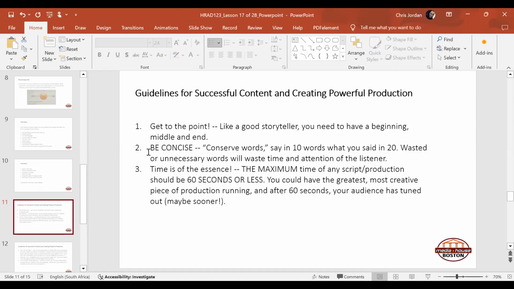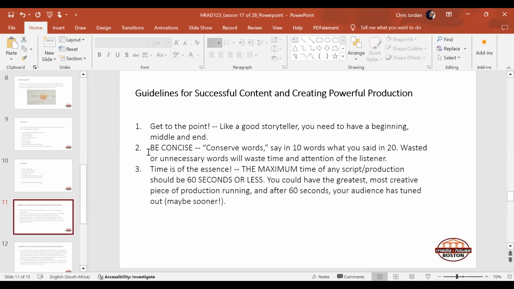The second one is be concise. So, use that brevity, right? Your word economy as well, when you are telling someone what is happening. So if you can say it in 10 words, say it in 10 words and don't say it in 20, right? Don't waste time because time is precious on radio.